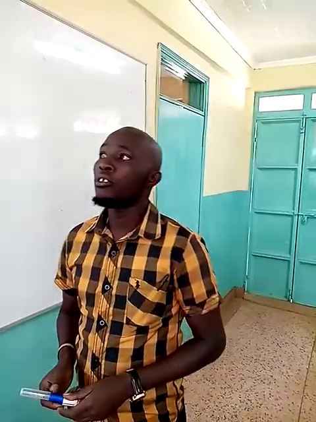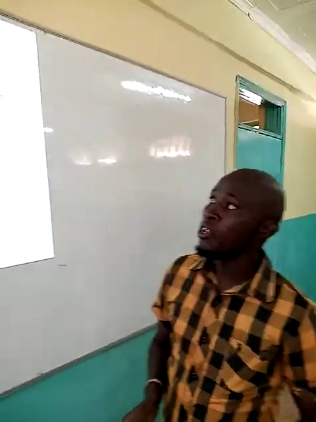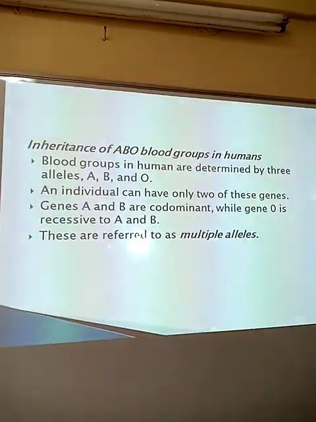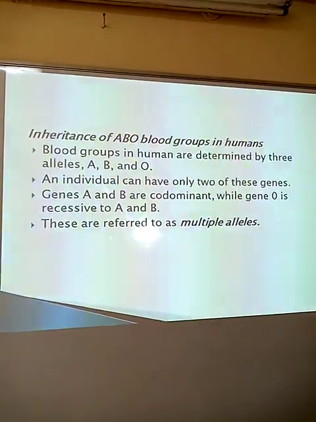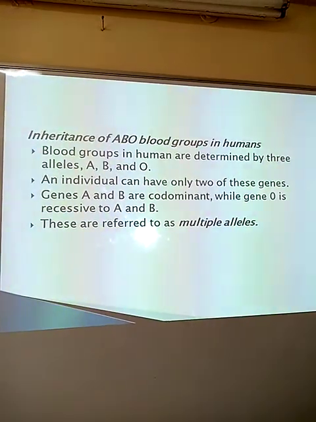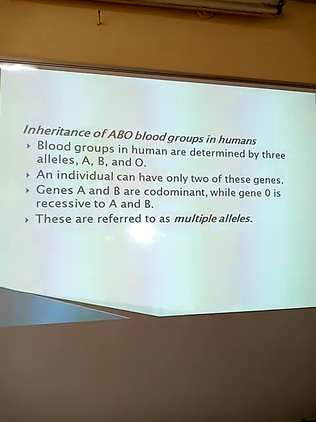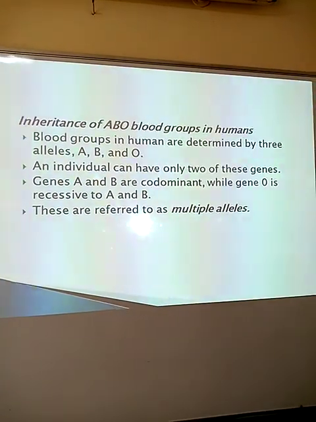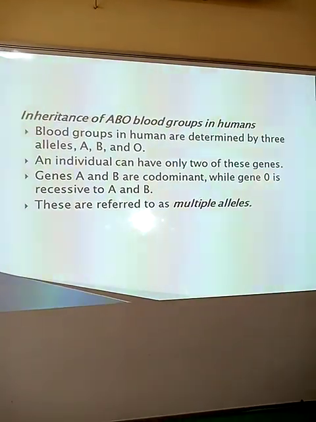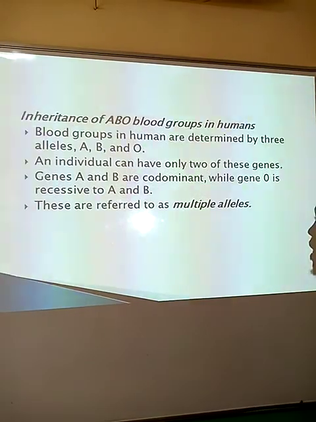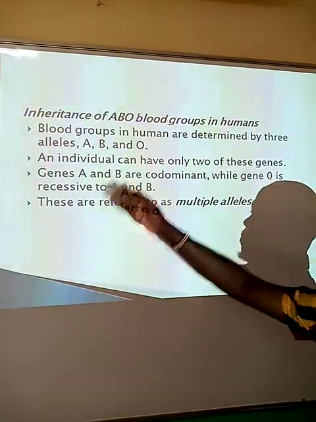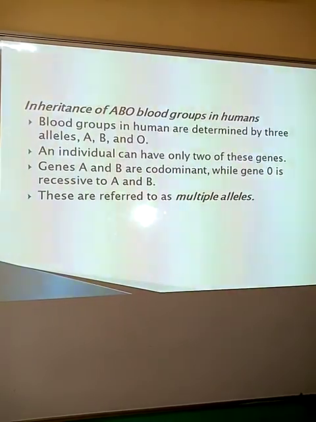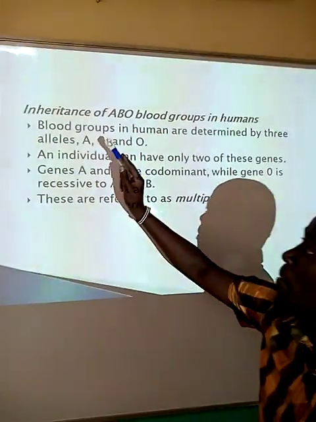Today we are going to talk about inheritance of ABO blood groups in human. In our previous lesson we talked about complete dominance and incomplete dominance. Today we are looking at what we call codominance, where the two alleles codominate so that they express themselves in an offspring phenotypically.